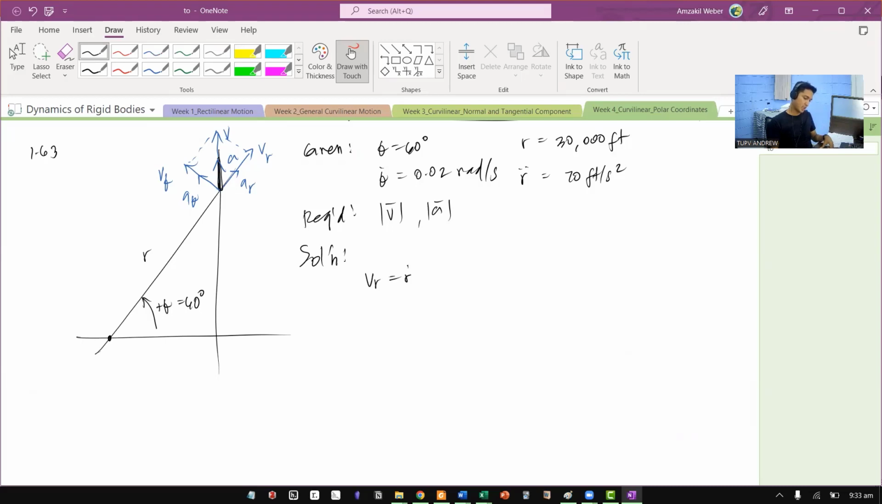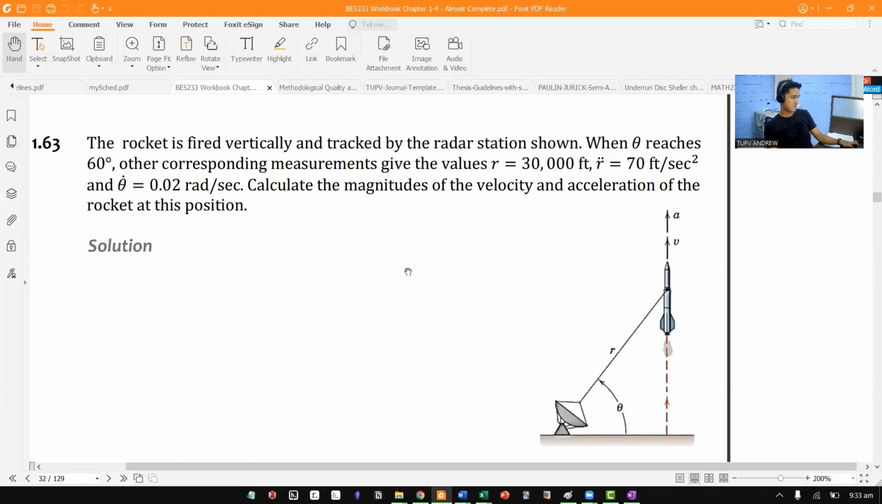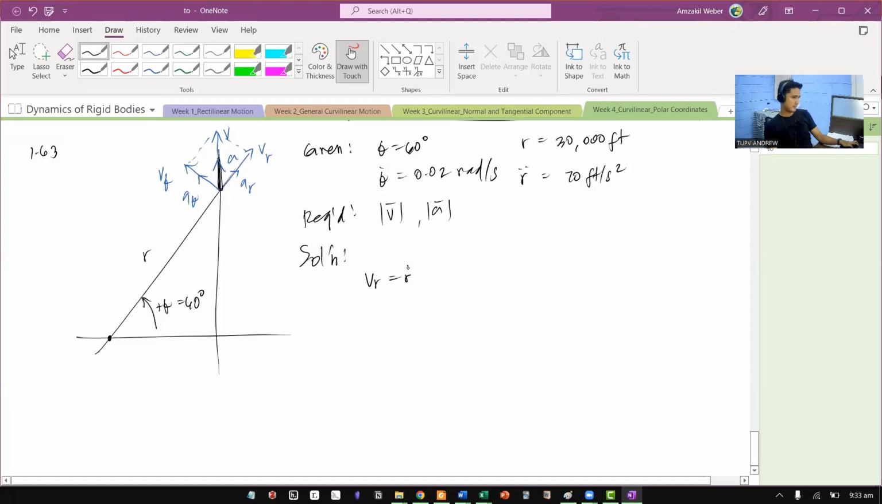First one is V_r. V_r is r dot. Do we have r dot? If at that instance r is 30,000 feet and r is accelerating at 70 feet per second squared, and the direction of the motion did not change, meaning r dot must not be zero, because it's only possible for r dot to be zero if we changed velocity, if we changed motion direction. Let's continue the next segment.